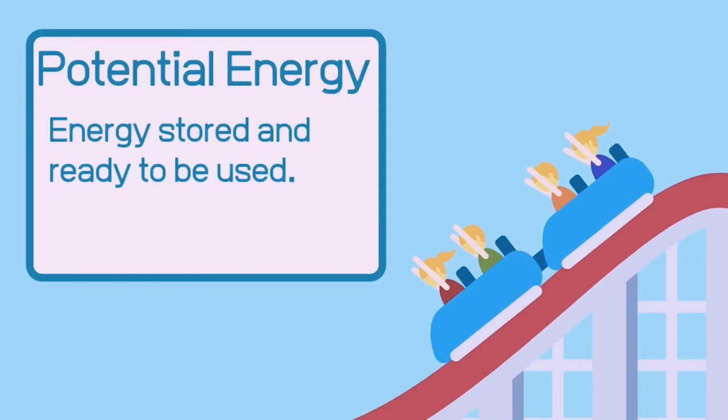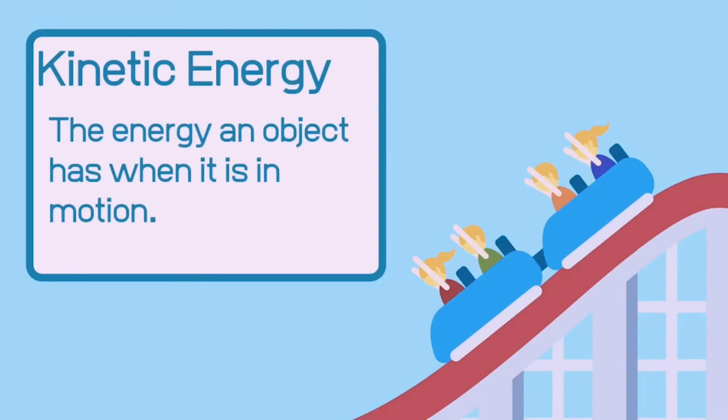Kinetic energy is the energy an object has when it is in motion. So unlike potential energy, you're not sitting at the top of the hill anymore, you're flying down it. That's your kinetic energy. Anything that is in motion has kinetic energy.